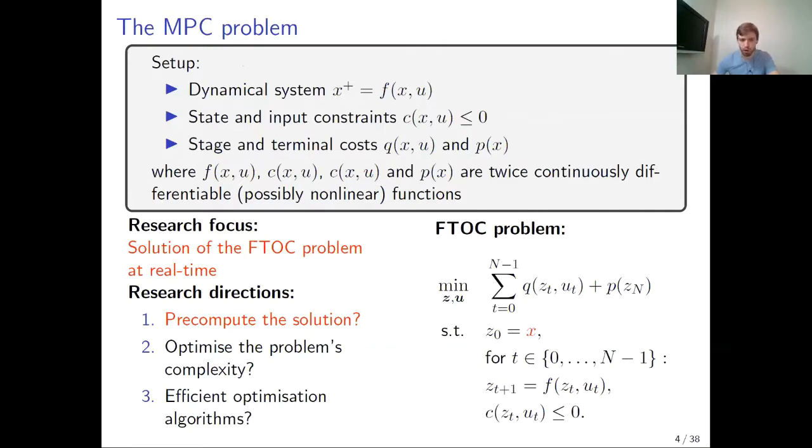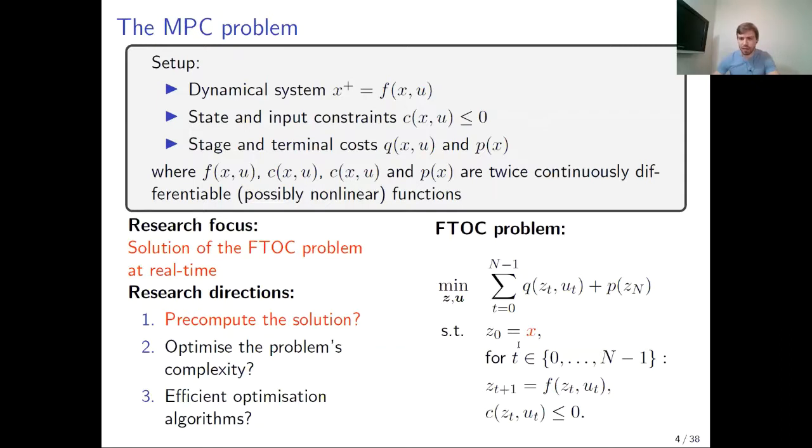As a research focus of my thesis, I chose the solution of the finite time optimal control problem in real time. So this is the finite time optimal control problem. This is how it looks. And the research directions which I investigated in the thesis are the following.